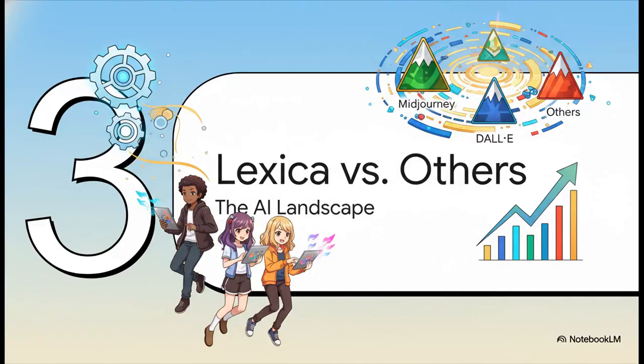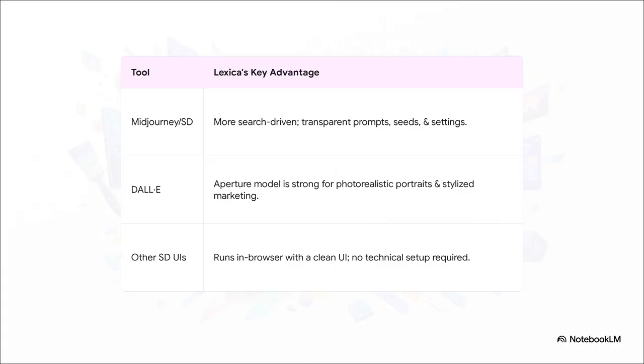So how does Lexica stack up against the other big names out there? We're going to find its place in the whole AI landscape. You're probably wondering how it compares to tools like Midjourney or DALL-E. Let's dig in. Okay, when you put them side by side, Lexica's advantages really pop. Compared to something like Midjourney or Stable Diffusion, it's way more search-focused, and it's totally transparent about prompts, seeds, all the settings. Up against DALL-E, its Aperture model is a real powerhouse for photorealistic portraits and slick marketing visuals, and the best part, Lexica just runs in your browser. No complicated setup, no tech headaches, just a clean, simple UI.